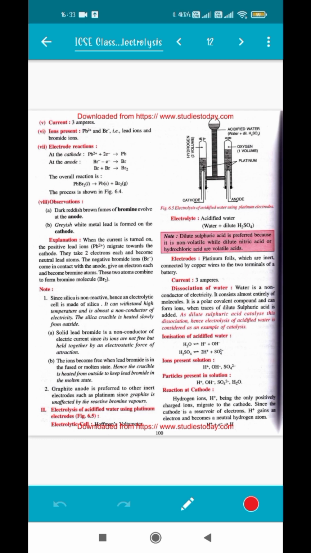So according to the electrochemical series which we learned in the previous video, sulfate is above hydroxide in that series. As a result, obviously sulfate will not go first to the anode. OH will go first to the anode. And since there is only one type of cation, that will directly go to the cathode. So what are the reactions in this case? What are the reactions at the anode and at the cathode? We are going to learn.